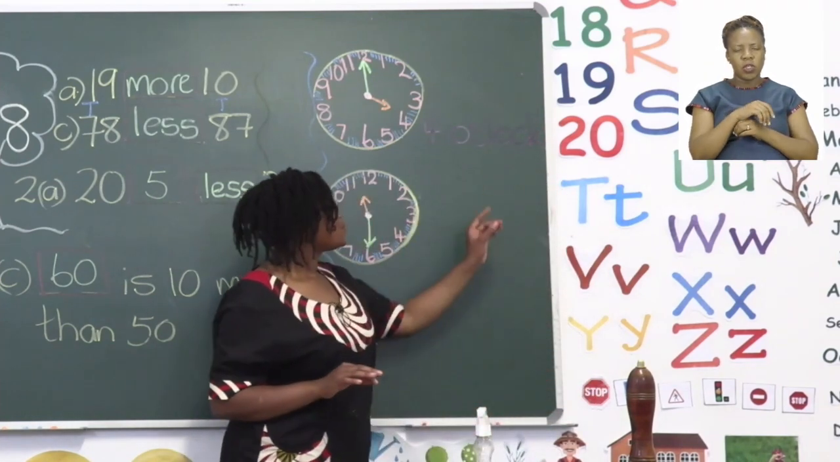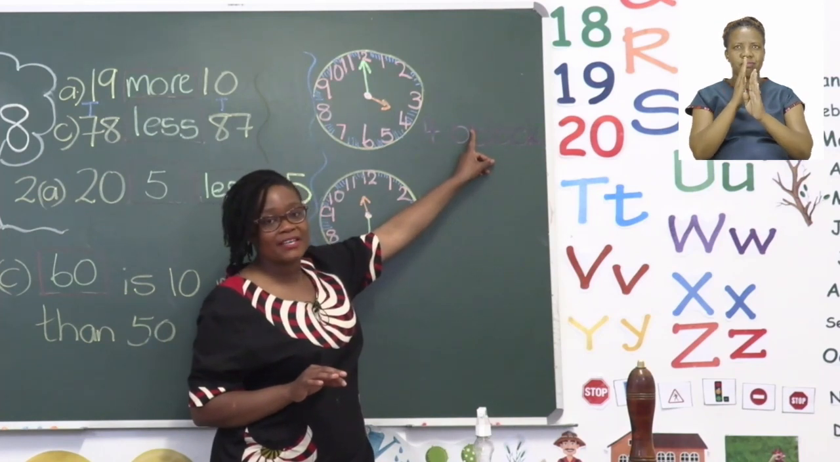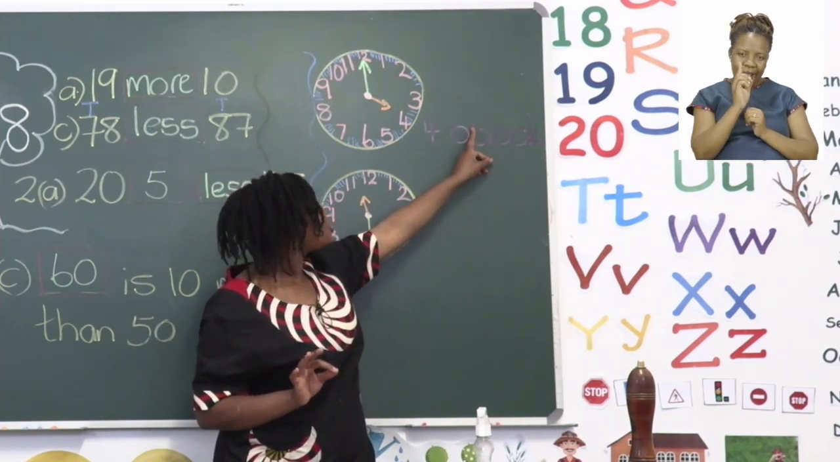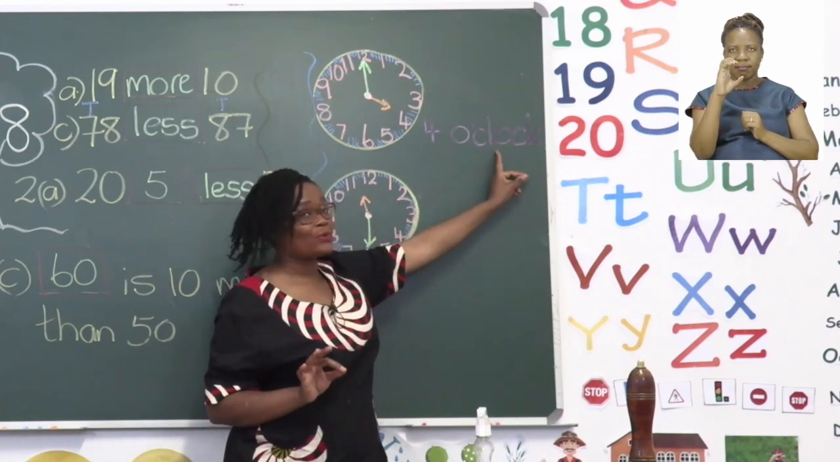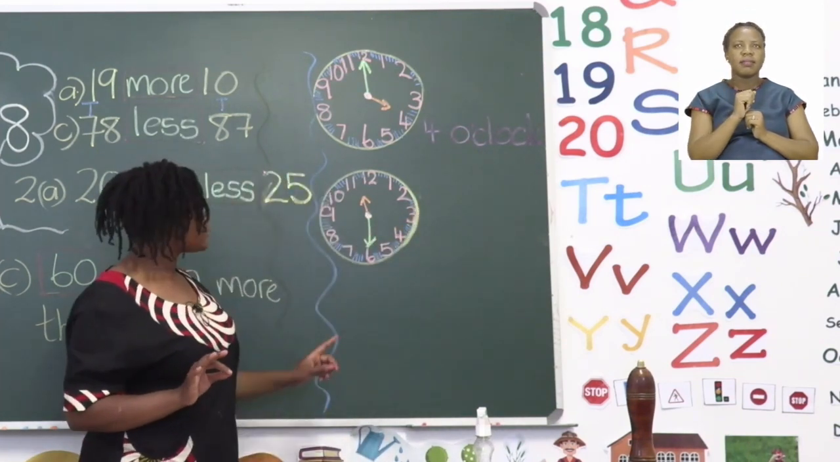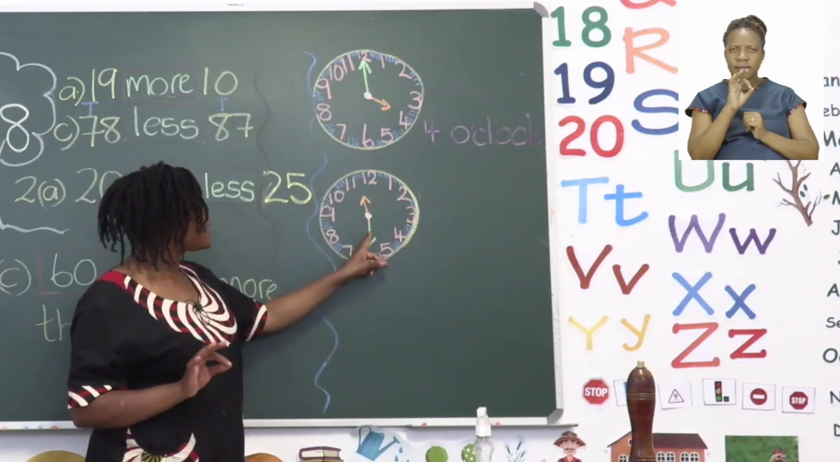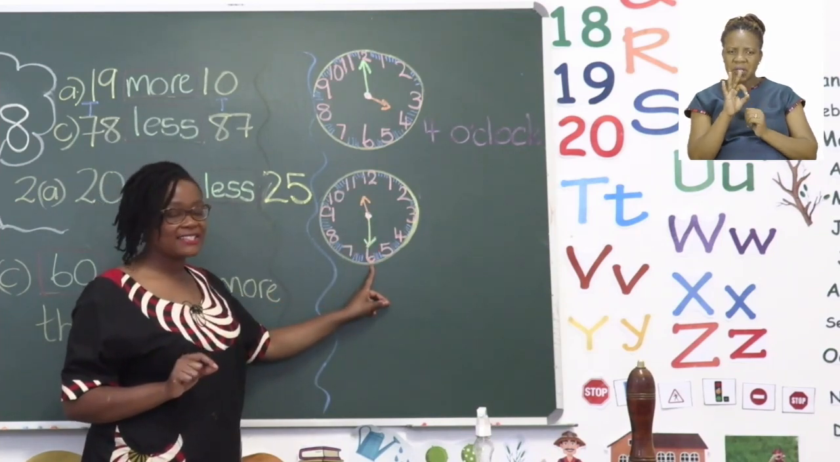Very good. So this is called an apostrophe, and an apostrophe sits at the top. So it is between O and C, 4 o'clock. The next clock that we have has the minute hand pointing down to 6.